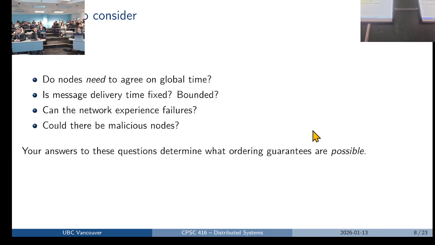Do we need to have a global time? I'm going to argue that we don't, but we're going to need something that allows us to reason about the order in which things occurred. Message delivery time almost always has to be bounded, because otherwise you're going to run into FLP. You're going to find out that you can't solve the problem, because you've generalized this. But you can pick things here.